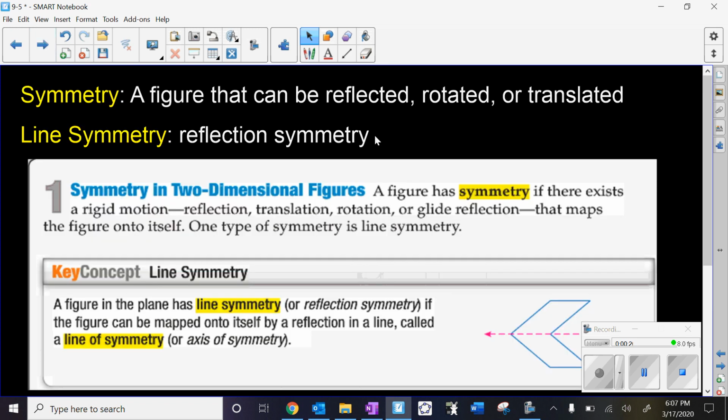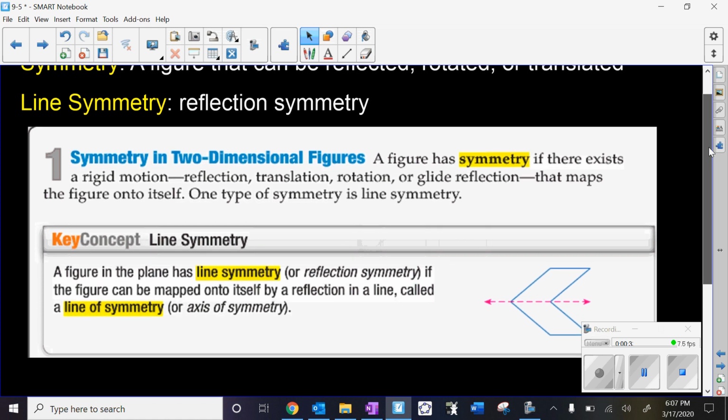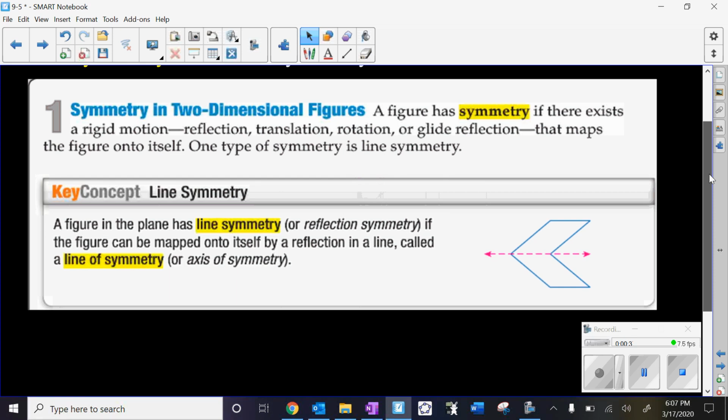So first part that we're going to look at is what is line symmetry. There's a ton, a ton of vocabulary in this section that you'll want to get down. Basically, line symmetry looks like this shape in this box.